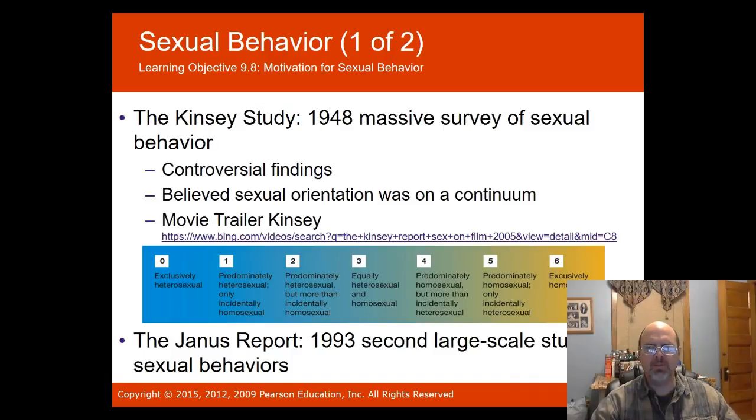67% of men and 46% of women reported having premarital sex, which was also defined as living together. 9% of men and 5% of women identified themselves as homosexual. I misspoke earlier when I said 95. So it was a little bit less than 10% from the Kinsey study. 80% of men and 70% of women had masturbated, so it's a pretty common thing.